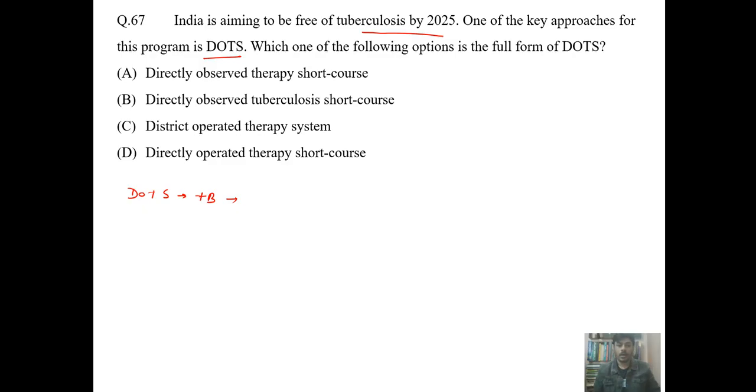And so, if we see the correct option for the full form of DOTS, it is Directly Observed Therapy Short course, where directly observed stands for health workers closely watching the patients take the medicines. Therapy denotes the TB treatment, and the short course stands for the standard 6 to 8 month treatment. So the correct answer for question number 67 is option A.